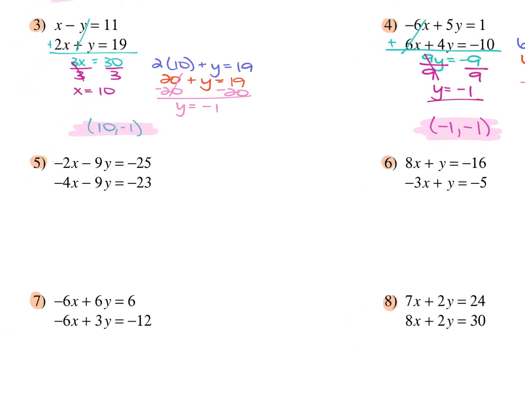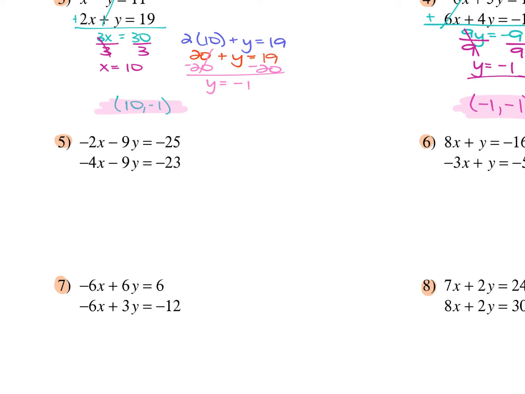For number 5, you have negative 2x minus 9y is equal to negative 25, as well as negative 4x minus 9y is equal to negative 23. For this one, you do not have coefficients of either the x or the y that are opposites of one another. However, your y's do have the same coefficient, which is the negative 9. You have the negative 9y in the top equation, you have the negative 9y in the bottom equation. So in order to cancel your y's out, you'll have to subtract.